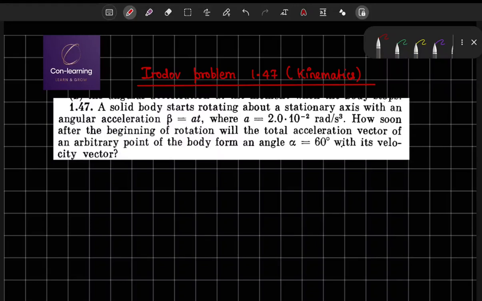Hello everyone. In this video we are going to solve problem number 1.47 from Irodov, and that is related to kinematics. So let us first read out the problem and then we will solve it step by step. A solid body starts rotating about a stationary axis with an angular acceleration beta equal to a t, where a is given as 2 into 10 to the power minus 2 radian per second cube.